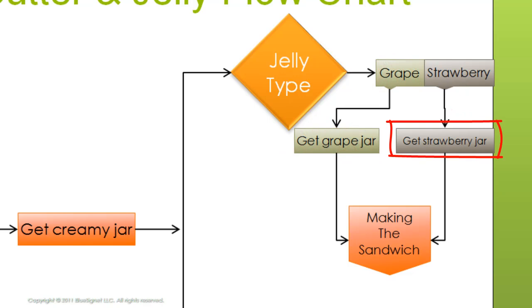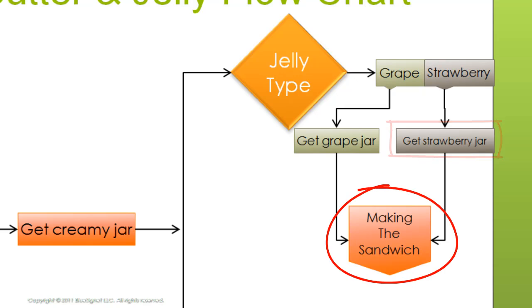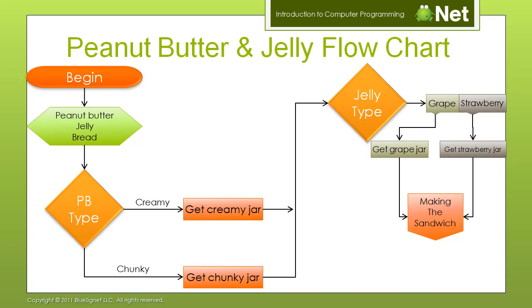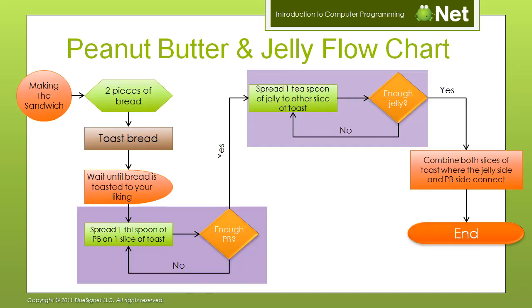That then goes, both of those options, regardless of which kind of jar we got, will both go to off-page references, which is the Making the Sandwich page. And since that is not on this page, we'll go to the Making a Sandwich page, which is here. Hey, look. So the off-page reference sends us to this connector, which is Making the Sandwich.